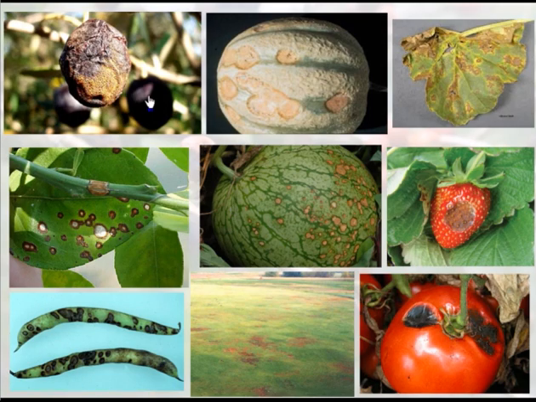Here are some examples of Anthracnose on olive, melon, watermelon, strawberry, leaves, lawn, tomato. So you may have seen lesions like this on plants. You can identify this now as Anthracnose.